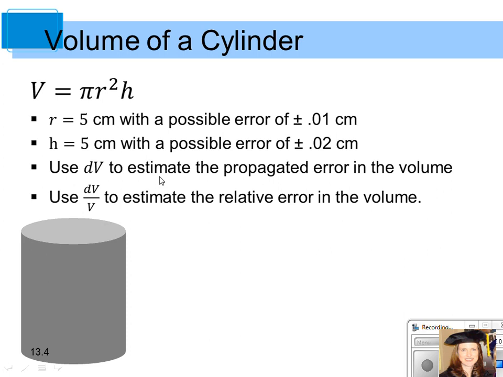To apply this, we're going to be looking at the volume of a cylinder, and suppose we're constructing cylinders, and the radius of the cylinder is supposed to be 5 centimeters, but there is a possible error of approximately 0.01 centimeters. So it could be a little bit more than 5, a little bit less. That error is about plus or minus 0.01. The height of that cylinder is supposed to be 5 centimeters with a possible error of plus or minus 0.02 centimeters. So it could be a little bit taller, a little bit shorter than what it's supposed to be. We're going to use dV to estimate the propagated error in the volume. So let's take a look at this.